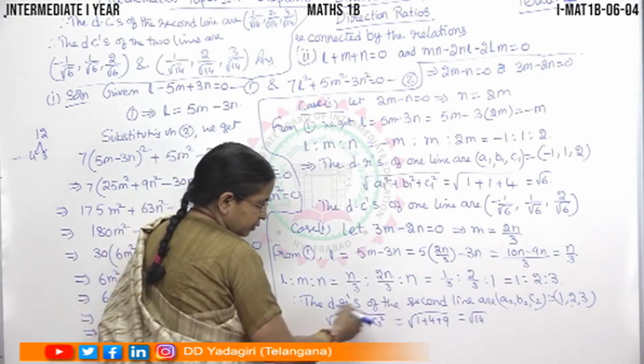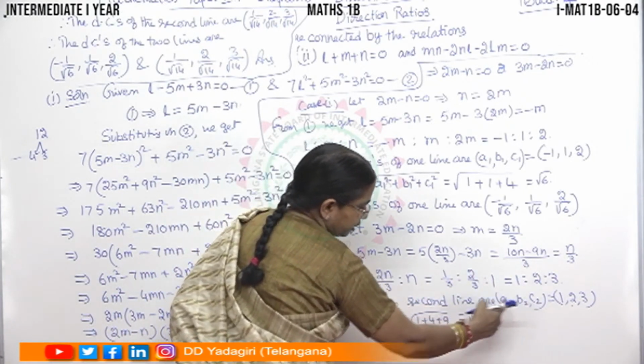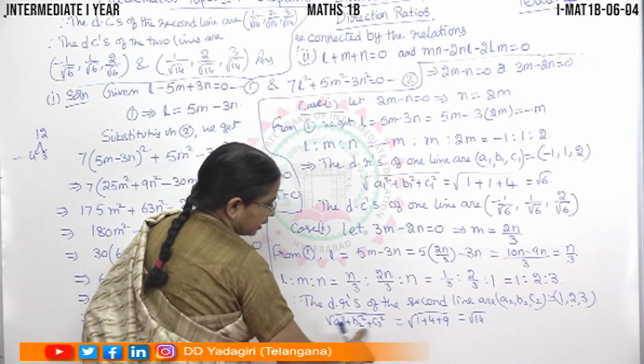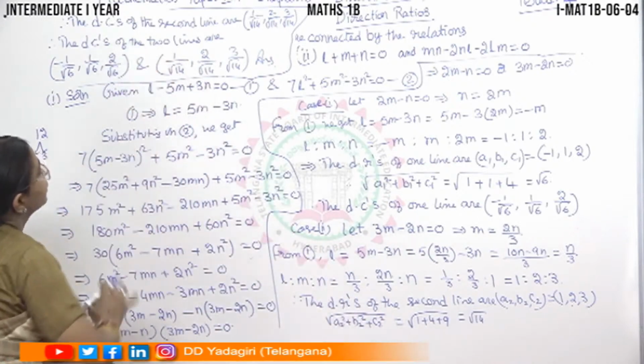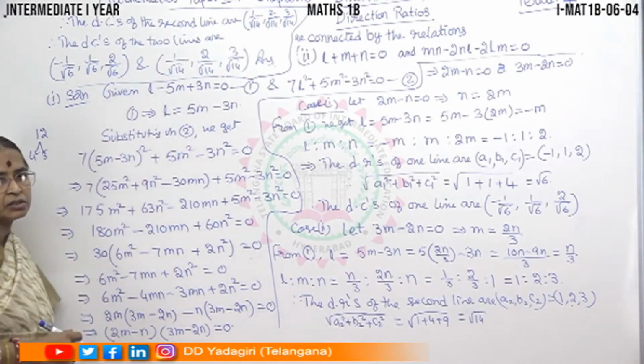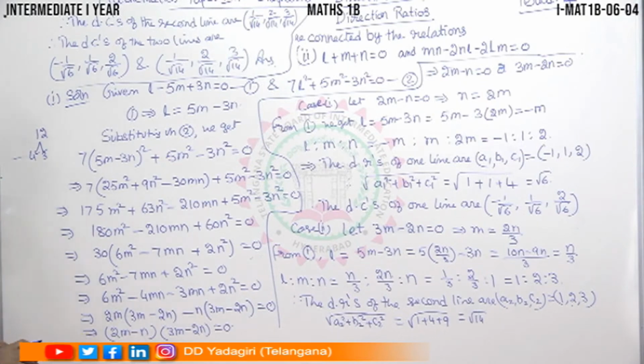Then write the direction ratios. These values become the direction ratios of the second line. Then you find out this value and then write the direction cosines of the first line and the direction cosines of the second line like this. Okay.